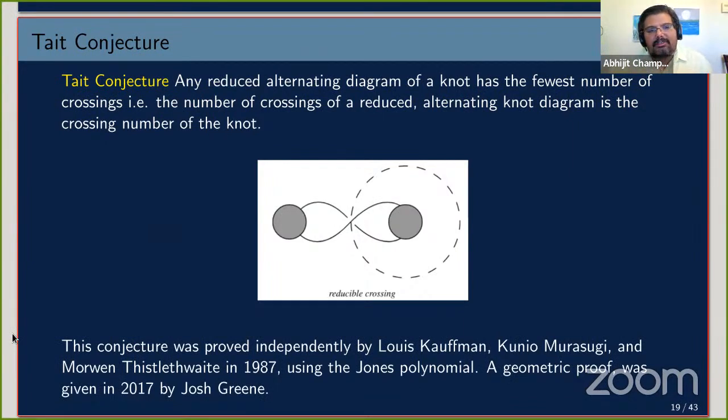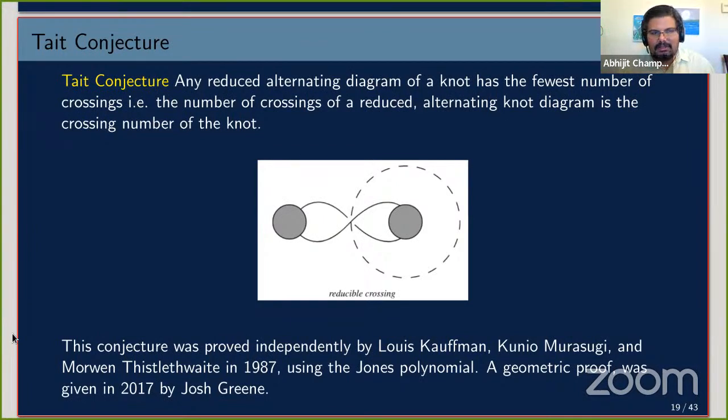And Tait's first conjecture about the crossing number of alternating knots was independently proved by Louis Kauffman, Murasugi, and Thistlethwaite in 1987 using diagrammatic techniques using the Jones polynomial. And a geometric proof which did not use anything related to the Jones polynomial was only recently given in 2017 by Josh Greene.